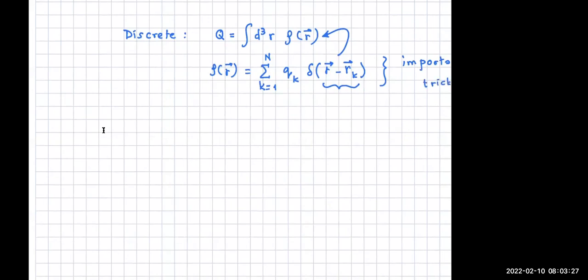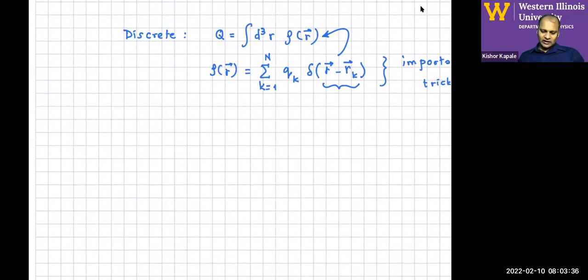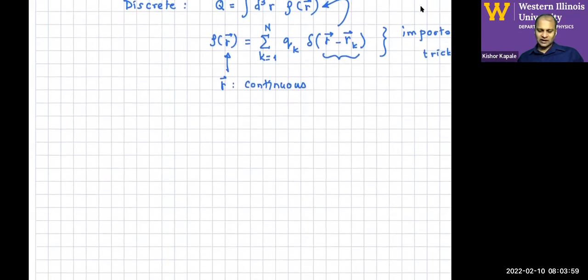Kapale, yes. As it is discrete, why don't we use Kronecker delta? Because the argument is still continuous, right? Because r is continuous, you cannot use Kronecker delta really. These are not discrete indices. You still have the continuous space, and at specific positions in this continuous space, the charges are situated.